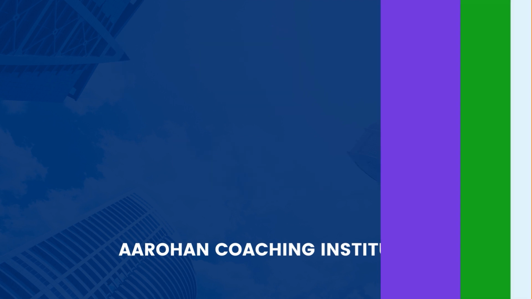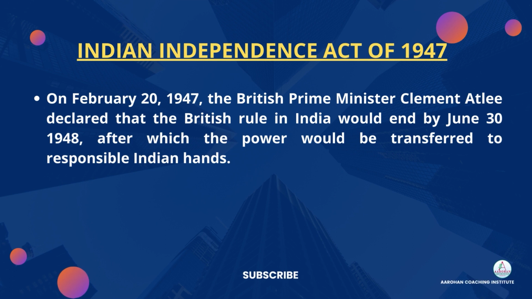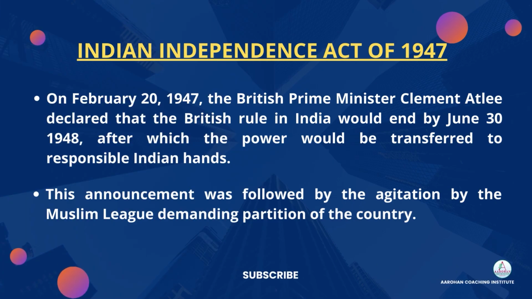So without any delay, let's get started. On 20th February 1947, the British Prime Minister Clement Attlee declared that the British rule in India would end by 30th June 1948, after which the power would be transferred to responsible Indian hands. This announcement was followed by the agitation by the Muslim League demanding partition of the country.